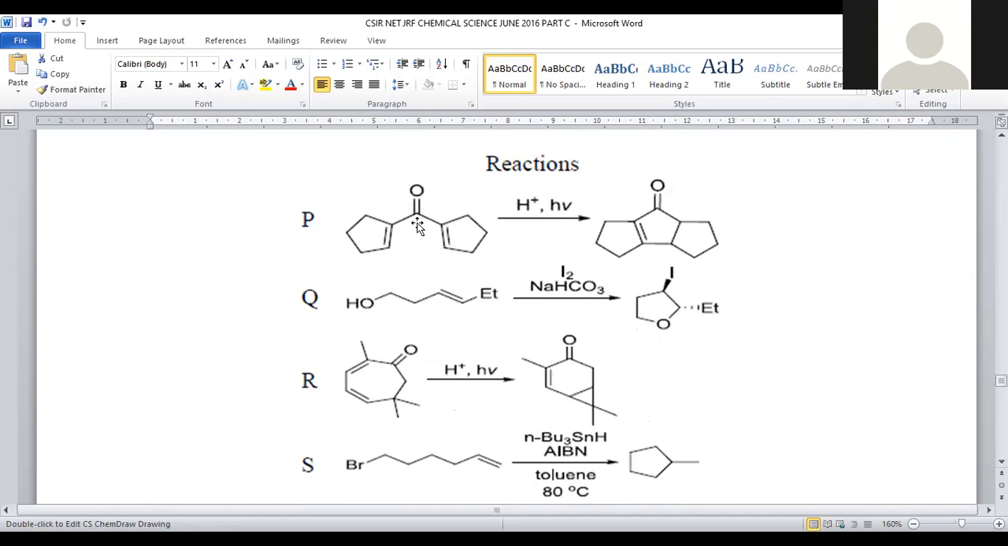We are taking a system with a carbonyl group, and here we have cyclopentene. Here also cyclopentene is there. H plus and h-nu photochemical conditions are provided, and what it will do: this bond is shifted towards this side, this bond is shifted towards this side, and here we got a cyclopentanone ring. So cyclopentanone formation from this carbonyl compound under photochemical condition is known as the Nazarov reaction. It is a named reaction.